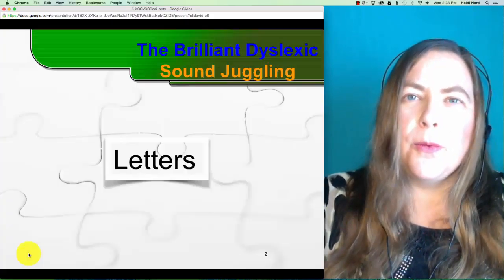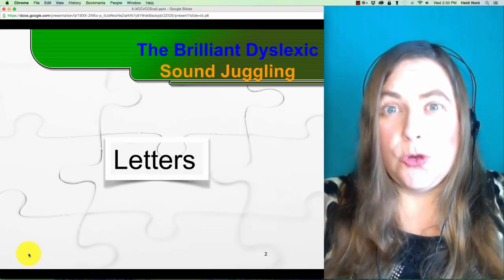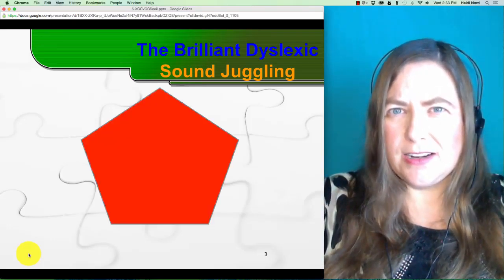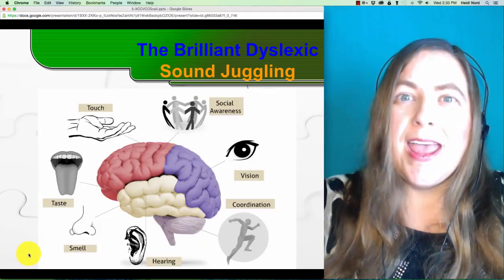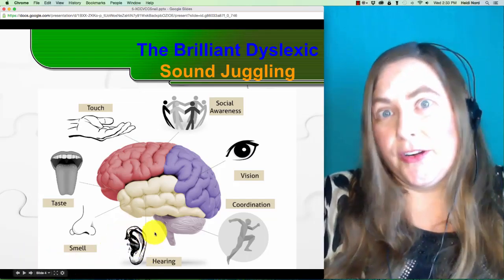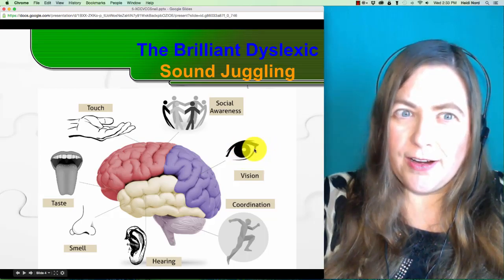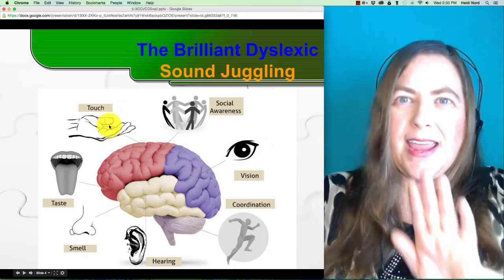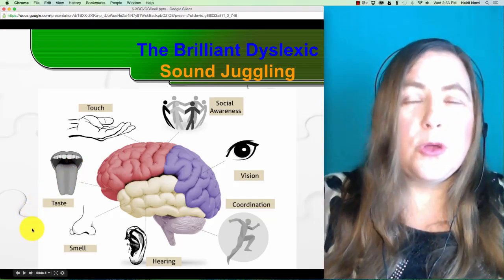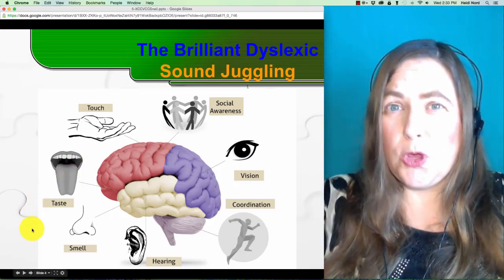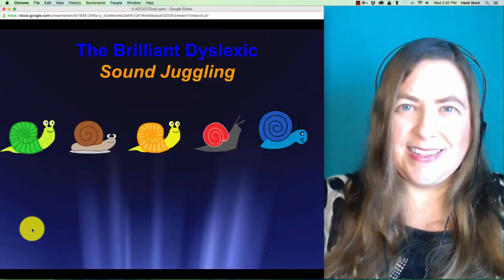We are going to be processing some sounds, and we're not going to use letters. So just block the letters out and think about how you can best process sound. The way to do that is by hearing all of the sounds, by seeing them and what order they are in, by touching them in the air as we go along, and by saying the sounds. If you do all of those things, it's going to help you process the sounds much more easily. So let's go ahead and start.